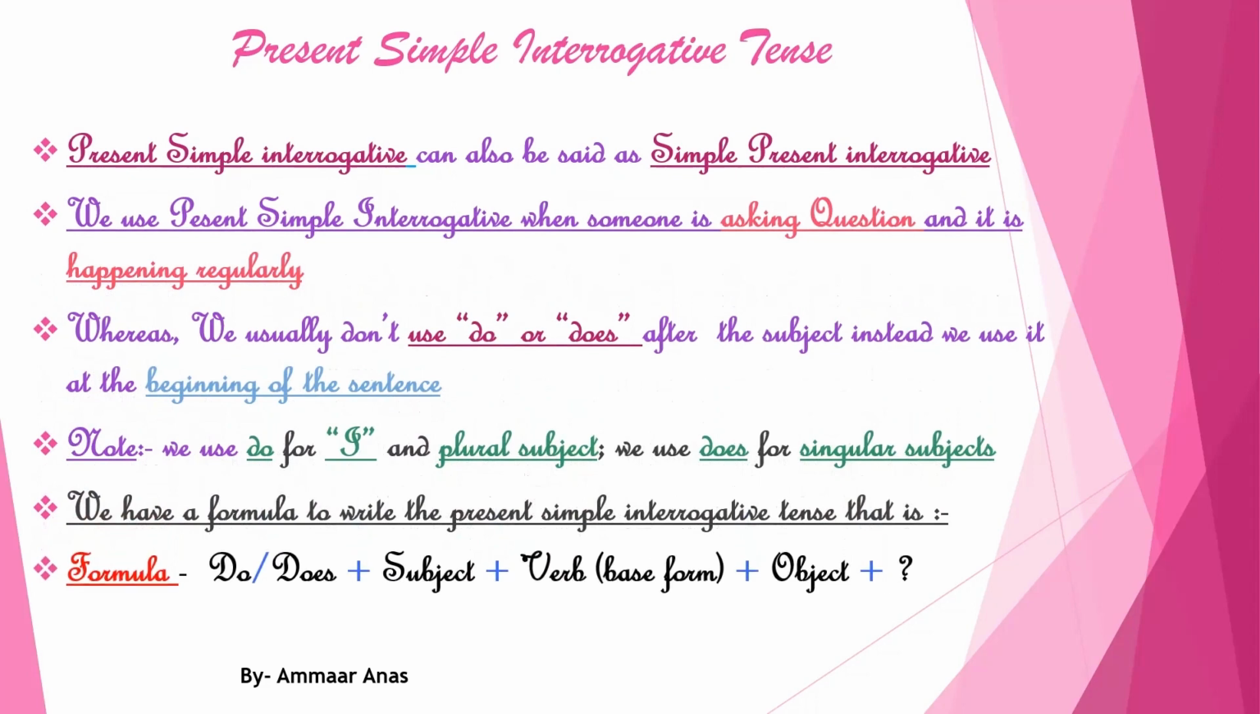We have a formula to write the present simple interrogative tense. That is, do or does plus subject plus verb base form plus object plus question mark. So if you note here, in this case, the do or does is at the beginning of the sentence, and for the verb we only have the base form. But usually for the present simple, positive and negative, we use base form or third person singular. But for this, only verb base form. Let's move on.